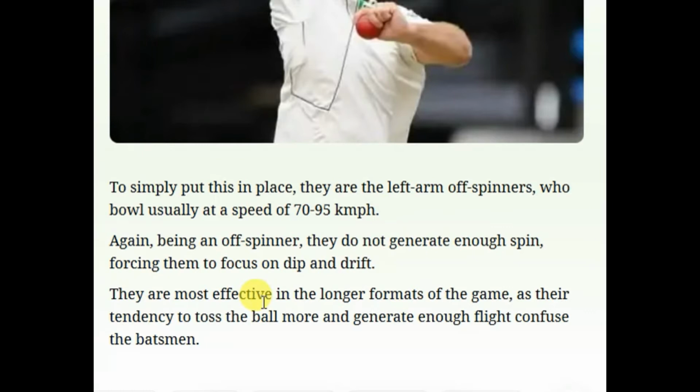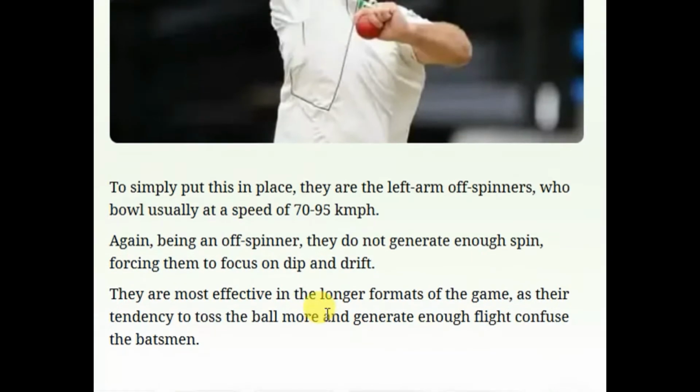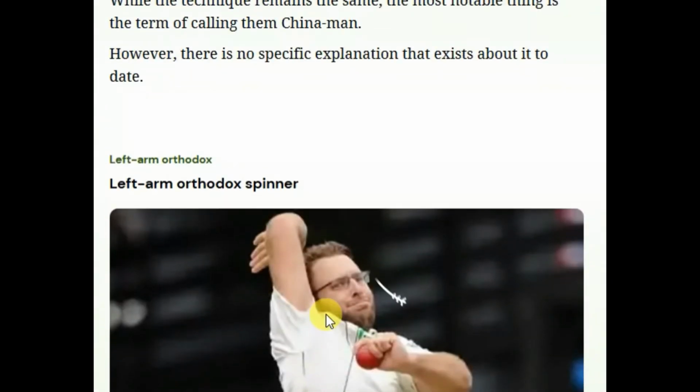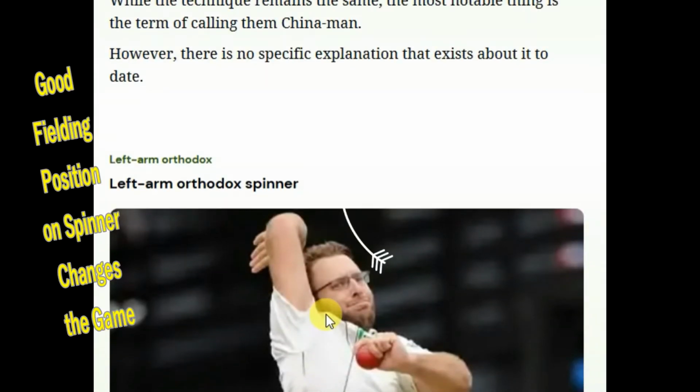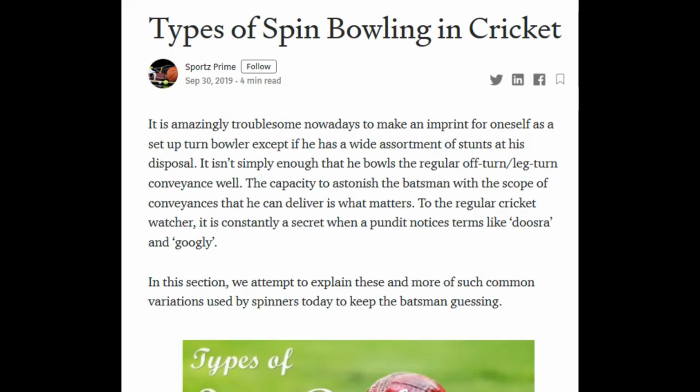They are most effective in the longer format of the game, as they have a tendency to toss the ball more and generate enough flight, confusing the batsman. These are the bowling techniques of different types of spinner bowler. Now further we can notice the different types of spin bowling in cricket.